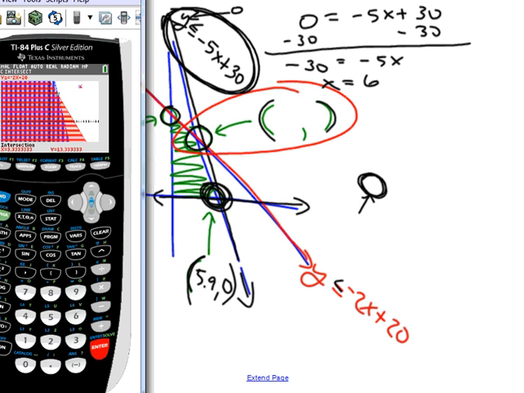All right, so most of you knew it was 5.9. You just rounded it to 6. Okay, good. How about this other spot? This other spot over here.